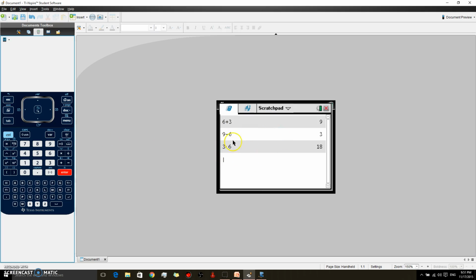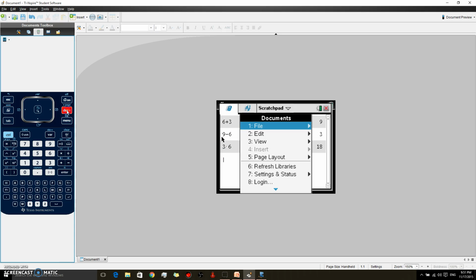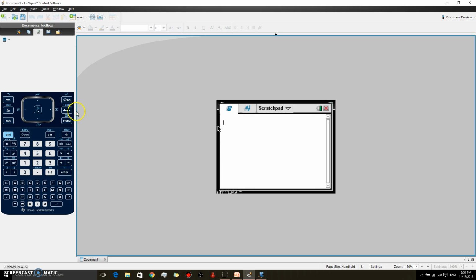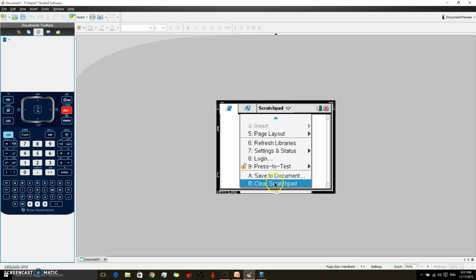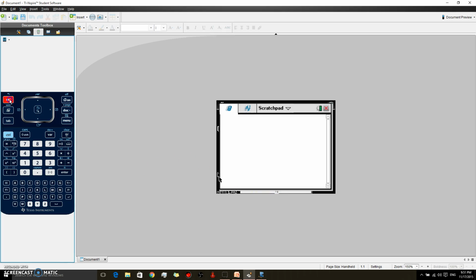To clear what you've previously done on your calculator, you click Doc, and you click B. That way it goes clear. So basically what B does is it heads to clear scratchpad. And you click Escape to go back.